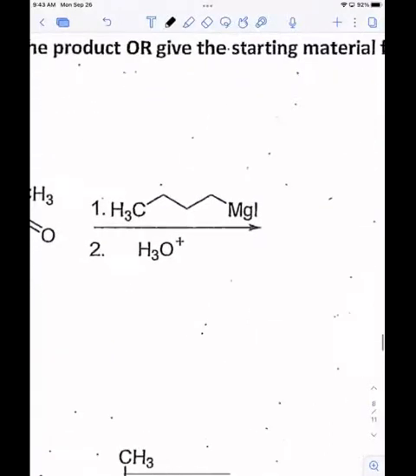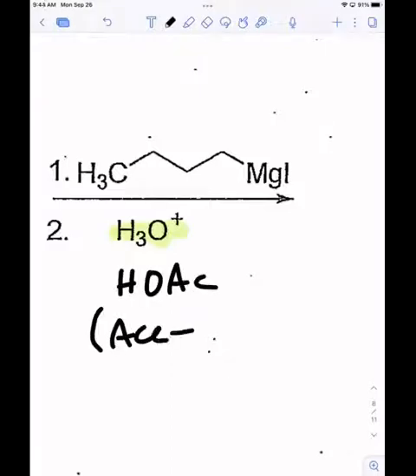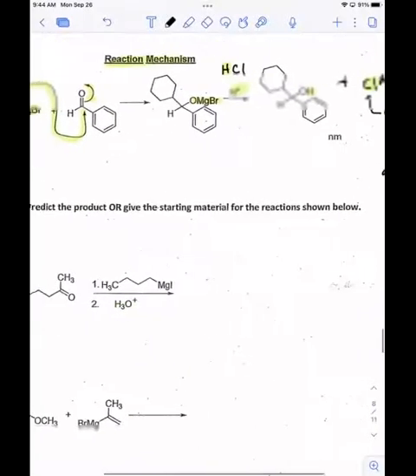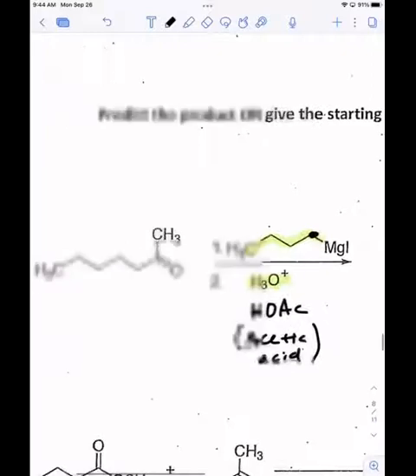Let's say for this example, H3O is just a generic acid. I'm going to make this acetic acid. All right, so here's my Grignard. And it's this carbon that's the nucleophile. So it's that carbon that's going to be attacking your carbonyl.